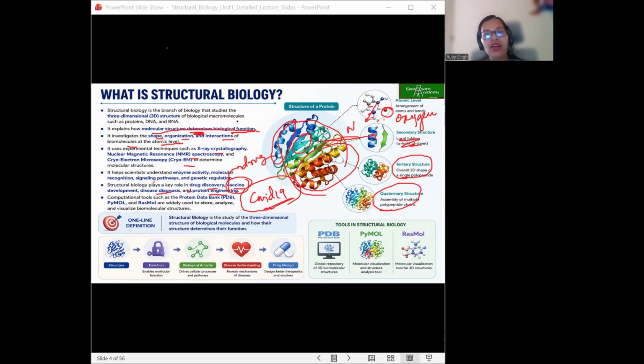I have given a flow chart here. Once you have the structure, you understand the function, you understand the biological activity, and then you understand the mechanism of disease, what is happening, and accordingly you are going to make the drug against that. So these are the tools in structure biology. I hope you got all the important aspects, because from the next lecture onwards we'll be doing it in detail.